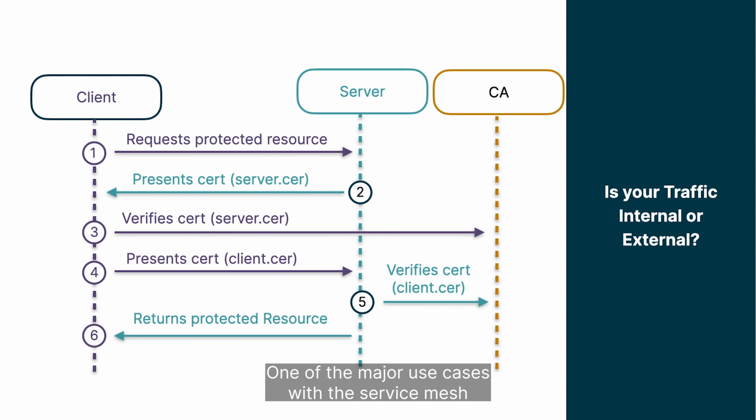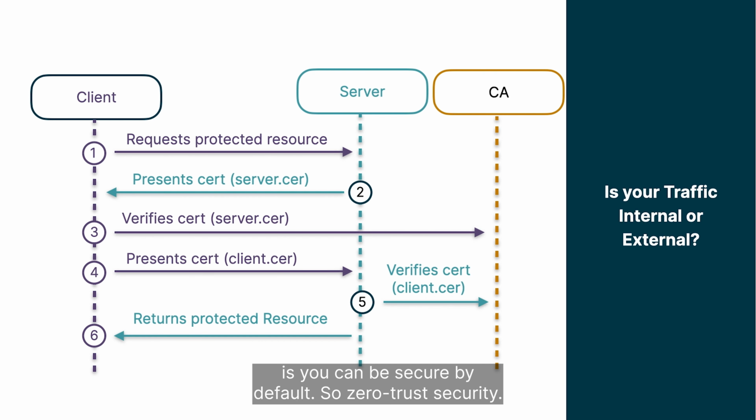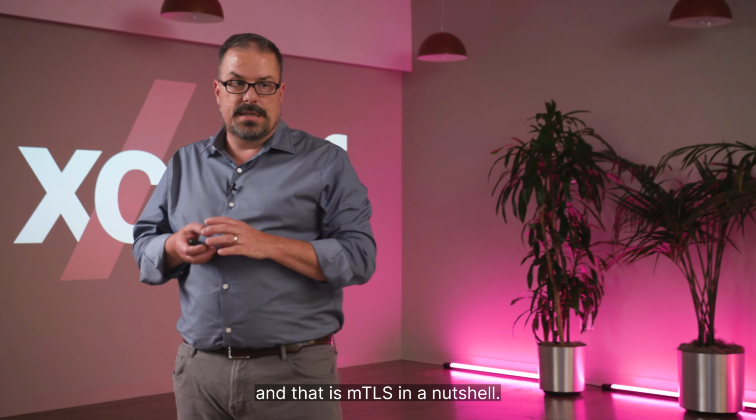Take MTLS. One of the major use cases with the service mesh is you can be secure by default, so zero trust security. And what that means is basically all your services can have a certificate and they exchange. So in MTLS, a client says, hey, I need this resource. And when you request that resource, the server is going to say, here's my cert. The client's going to take that and go out to a CA. When it's good, the client will get notification of it and then send its cert. The server will say, great, here's mine, send it back. And when all that's good, the server will return the protected resource. And that is MTLS in a nutshell.